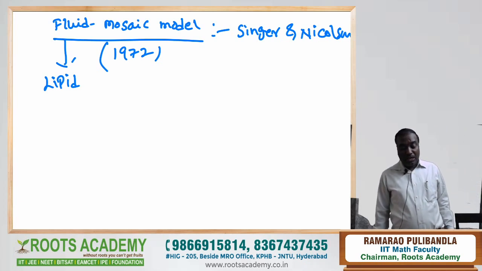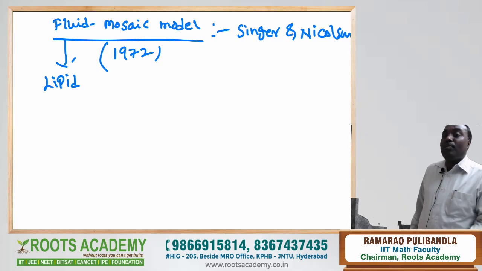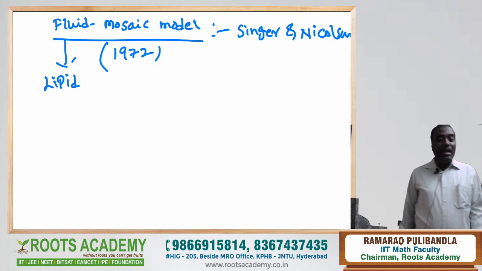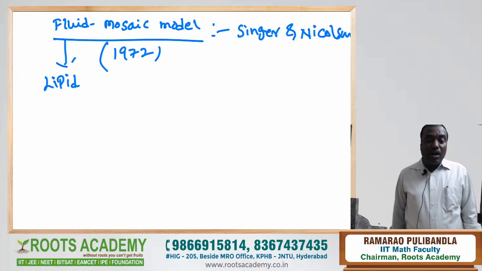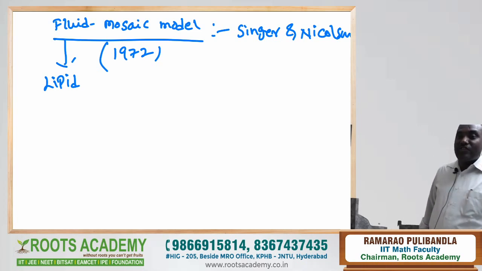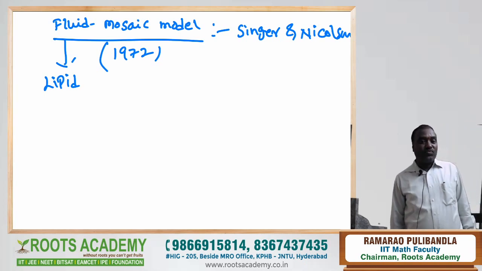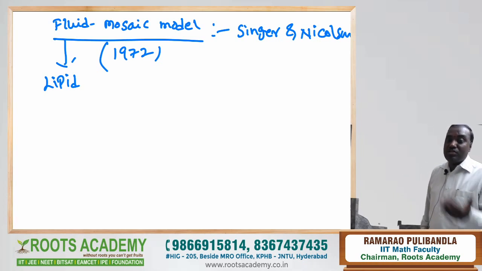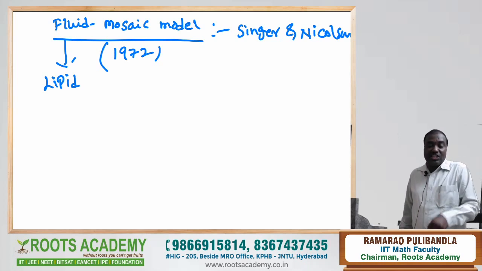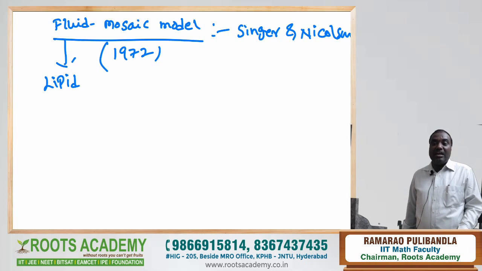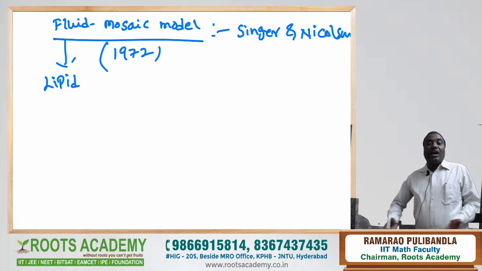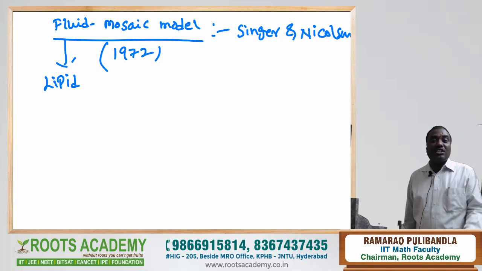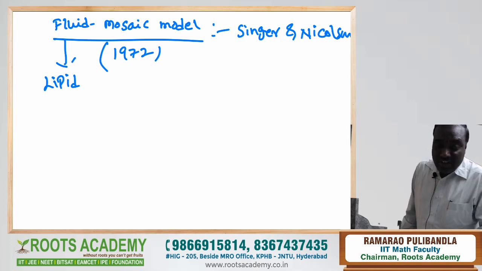This was proposed by Singer and Nicholson. This model explains the lateral movement of proteins, but not the lateral movement of the lipids. Remember, it is very important. The fluid mosaic model of the plasma membrane explains various functions of the plasma membrane. What are the various functions? Cell growth, endocytosis. What is meant by endocytosis? Bringing molecules into the cells is called endocytosis. Secretion. Next, intercellular junctions. Intercellular junctions are formed by the plasma membrane, not intracellular junctions. So what are the functions of the plasma membrane?